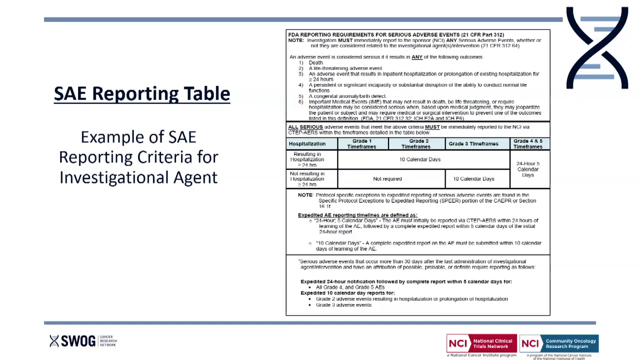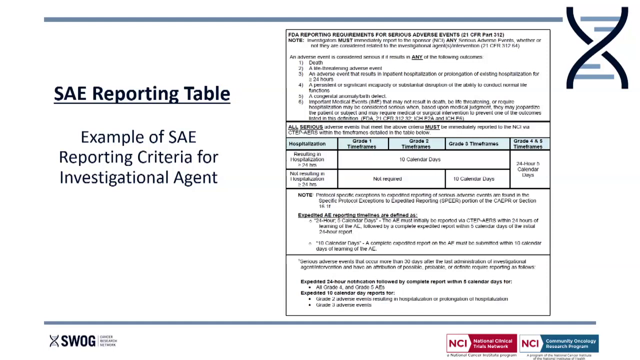This is an example of an SAE reporting table for investigational agents. It's probably hard to read from where you are, but the important thing to note is at the very top, you'll see a list of 6 criteria. This is referred to as the seriousness criteria. An AE has to meet one or more of these criteria to be considered an SAE.